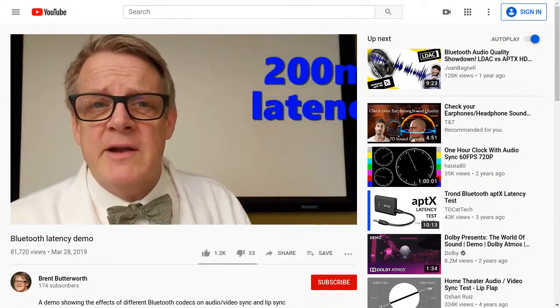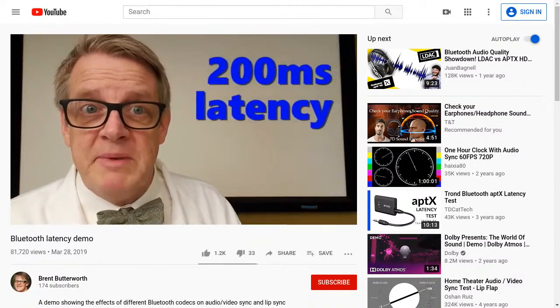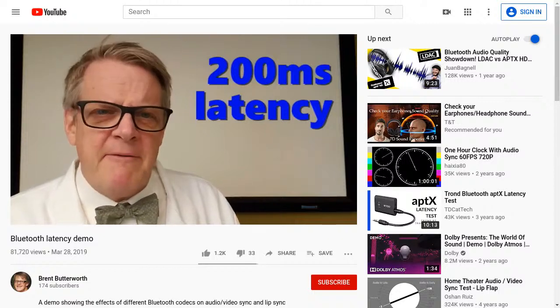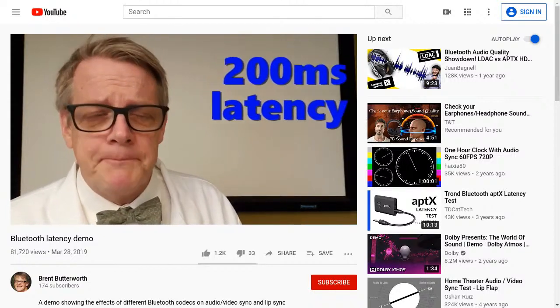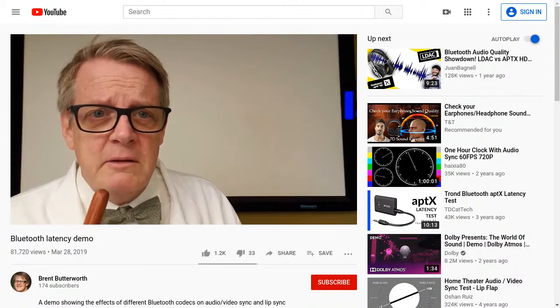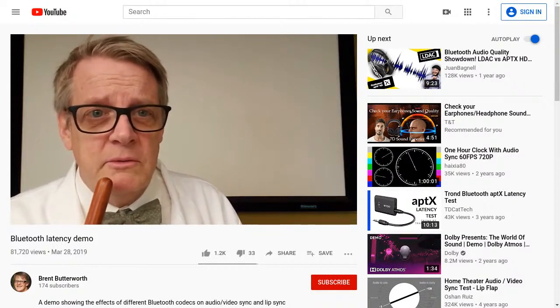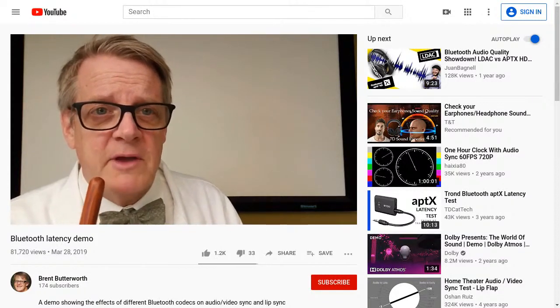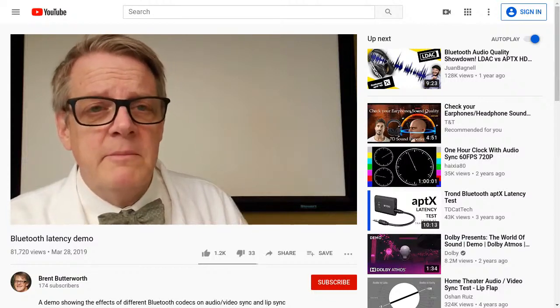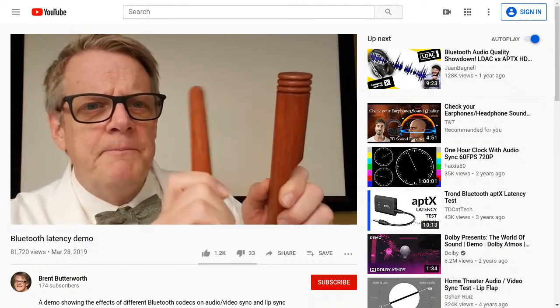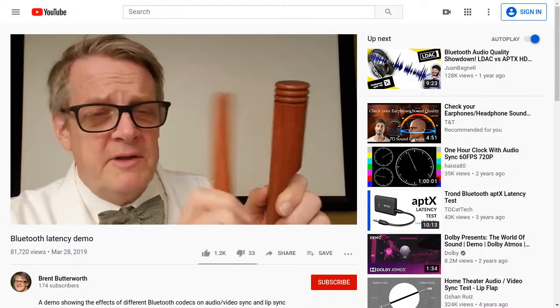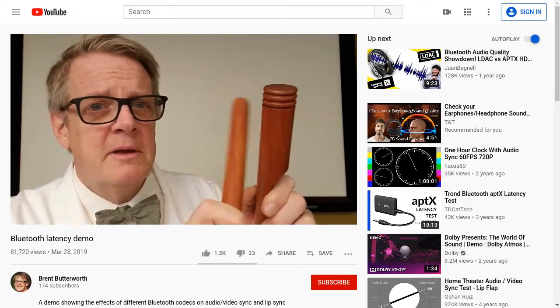Now let's go to 200 milliseconds of latency. This is what you get if you just go buy a standard set of Bluetooth headphones, which use the SBC codec and play them off of an iPhone or an Android or something like that. Now, you may have noticed that my lips are starting to go ahead of the sound that's coming out of my mouth, which is a problem. And let's try the clave again. You may notice that it doesn't sync up with the picture.